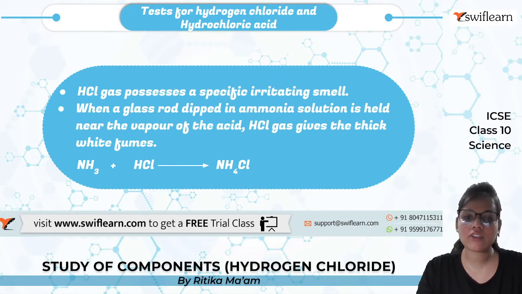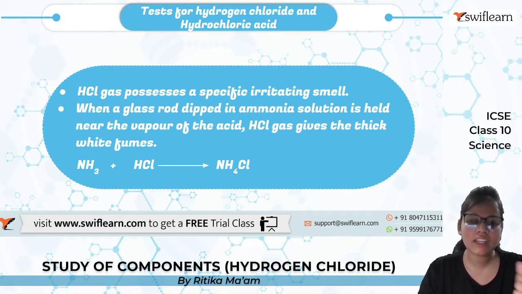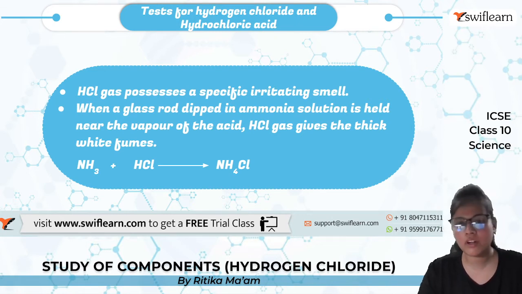Now, test for hydrogen chloride and hydrochloric acid. Hydrogen chloride gives a very specific irritating smell. When we take a glass rod dipped in ammonia solution and hold it near the vapor of the acid, the hydrochloric acid gives white fumes. These white fumes are clearly visible.